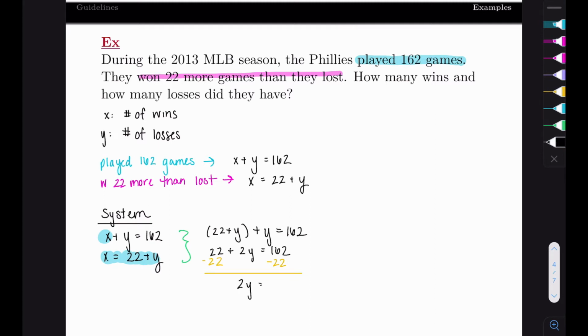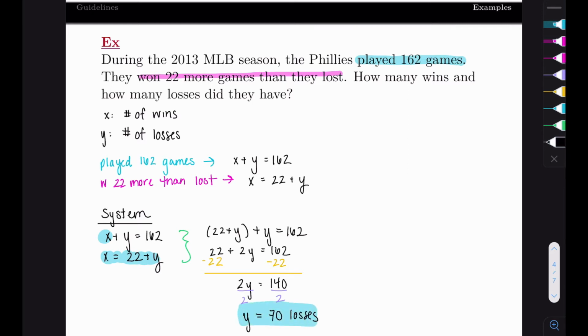And so 2y is equal to 140. And then last but not least, to find y, we divide by 2. So y is equal to 70. And so I've got my one variable. Y is representing the number of losses. So in total, we have 70 losses.